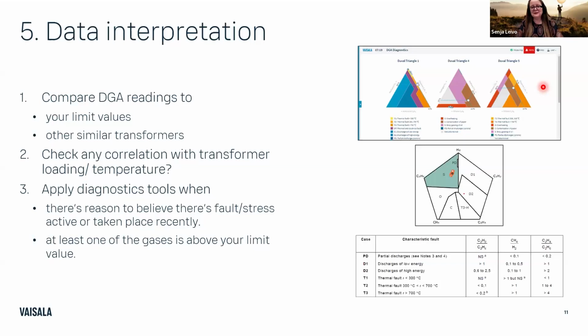Oftentimes when people start online monitoring, they have these diagnostic tools there on the monitors, and then they are looking at these dual triangles and seeing if there is a fault. It's good to remember that these tools always give you a fault because they are based on gas ratios. So if you have 1 ppm ethane and 2 ppm ethylene and 5 ppm of hydrogen, and you start to use these tools, yes, you will get the fault.